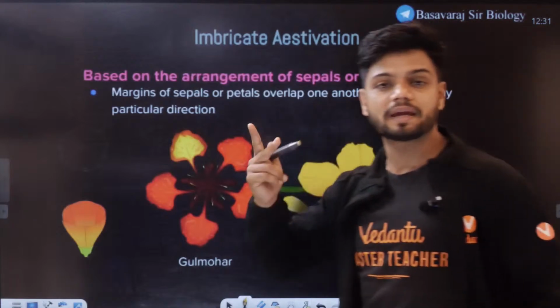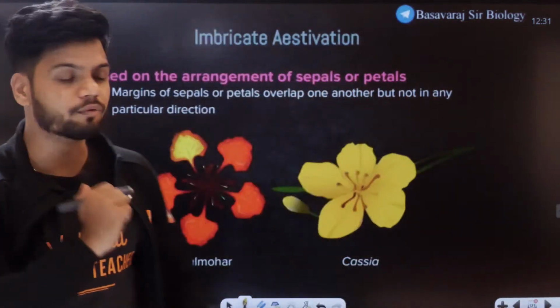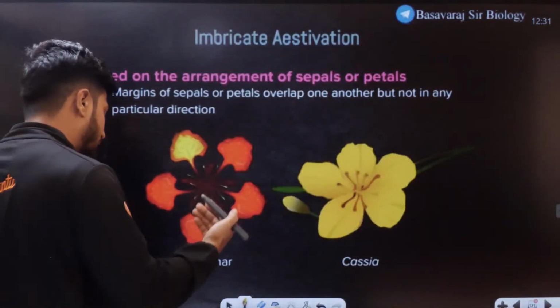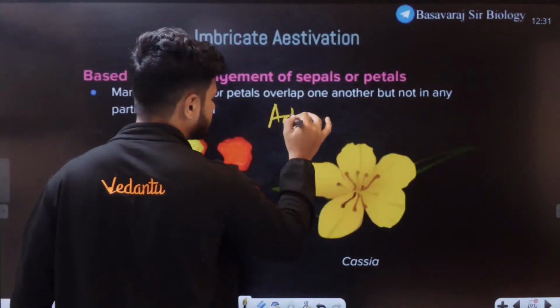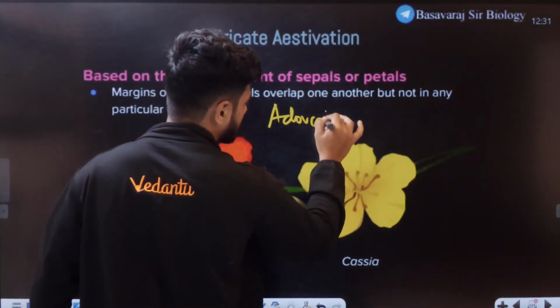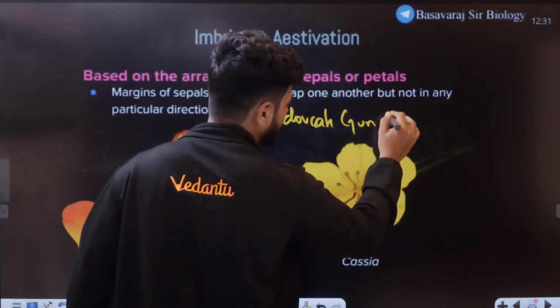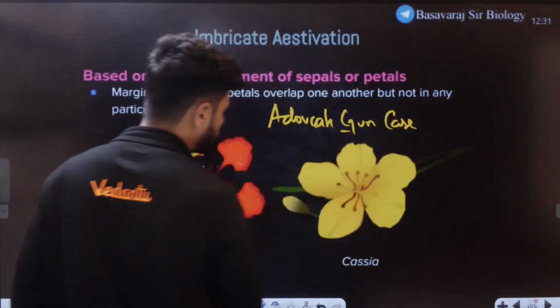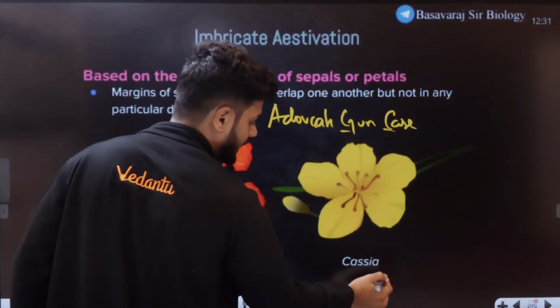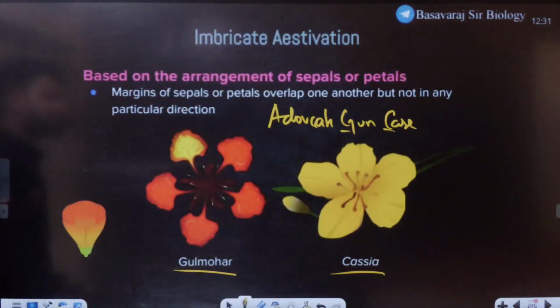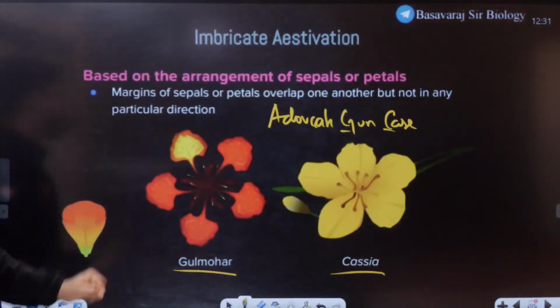Now imbricate estivation. What rhymes with imbricate? Advocate. Advocate fights gun cases. G for Gulmohar, C for Cassia. Gulmohar and Cassia are the examples of imbricate estivation.